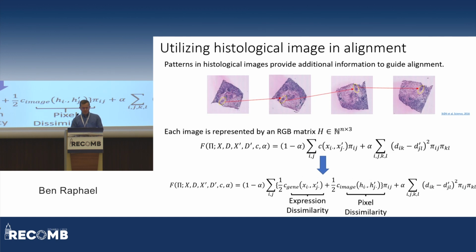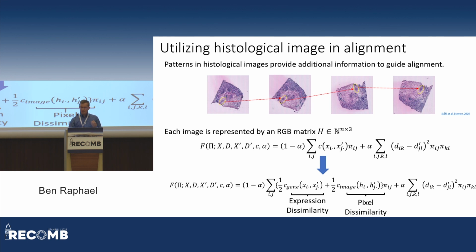Finally, we can add on information from the images, which is available in some technologies, in particular Visium. So here we just add another dissimilarity term, not just expression information, but we add on dissimilarity due to the RGB values in the pixels. And since we didn't want to have to solve another model selection problem, we just weight these equally with a half. But of course, you can go and weight them in a different way if you have a way of choosing that parameter.